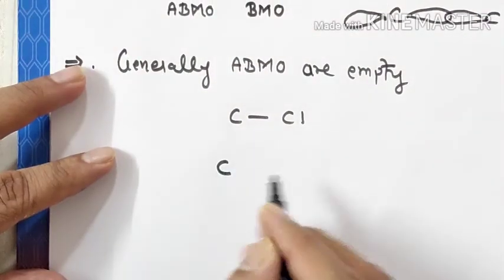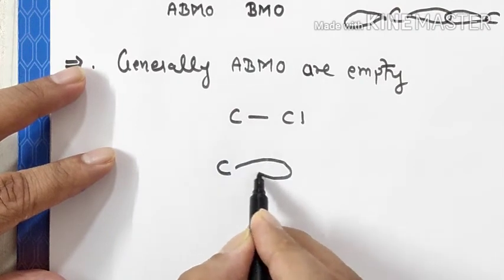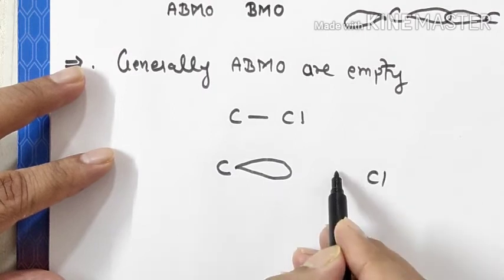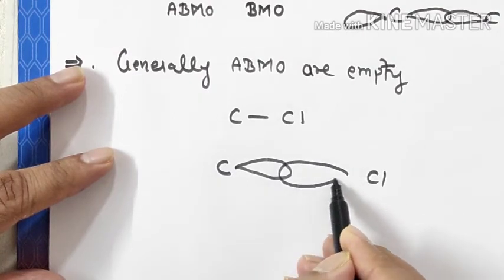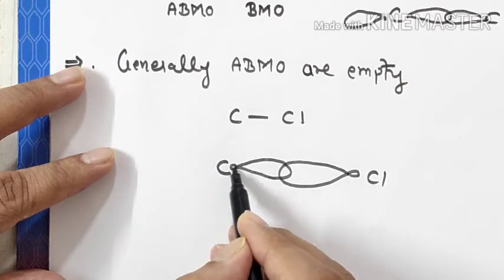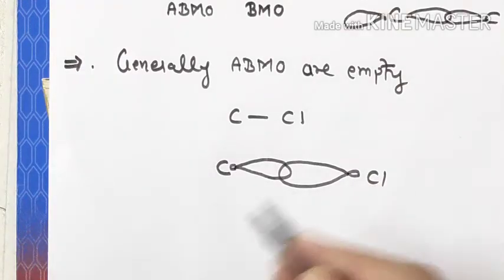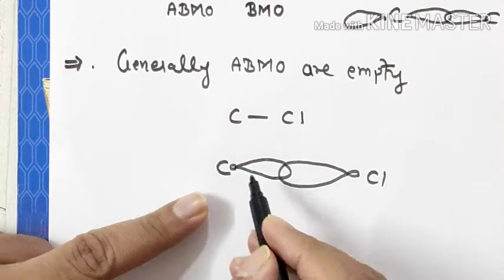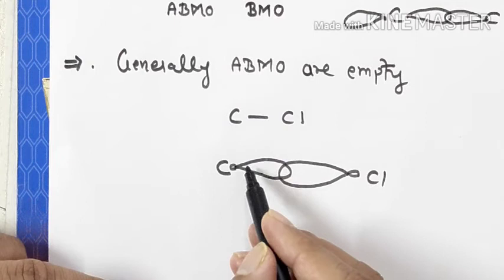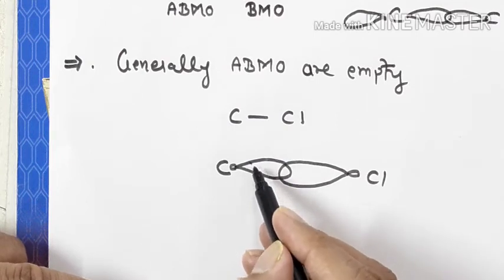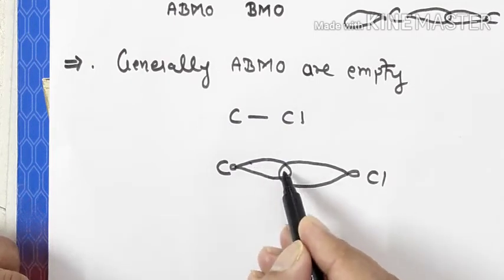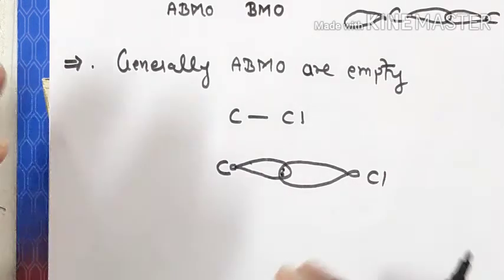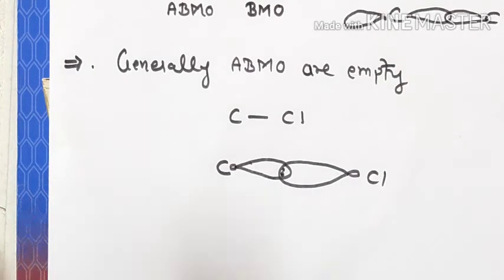Suppose this is carbon, and this is a bonding orbital of carbon. Here I write chlorine, and suppose this is an orbital of chlorine. They form a bond, so a bond is formed between carbon and chlorine. Electrons will be present in this. Suppose this is the electron of carbon and this is the electron of chlorine, and the bonding is formed between them.